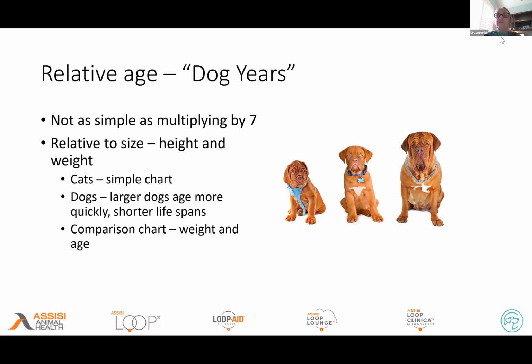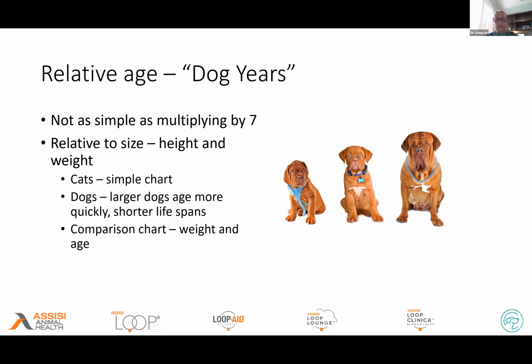So generally speaking, as we look at trying to figure out how old our patients are, it's not as simple as saying, take their age and multiply it by 7, that way you get the relative age to people, or their dog years. It really depends, especially in dogs, on their size, their height, and their weight. Cats and smaller dogs are a little more simple. Cats actually have a very distinct chart of their life stages that we'll go through in just a minute. With dogs, however, larger dogs age more quickly and they have shorter lifespans. Smaller dogs tend to have much longer lifespans.